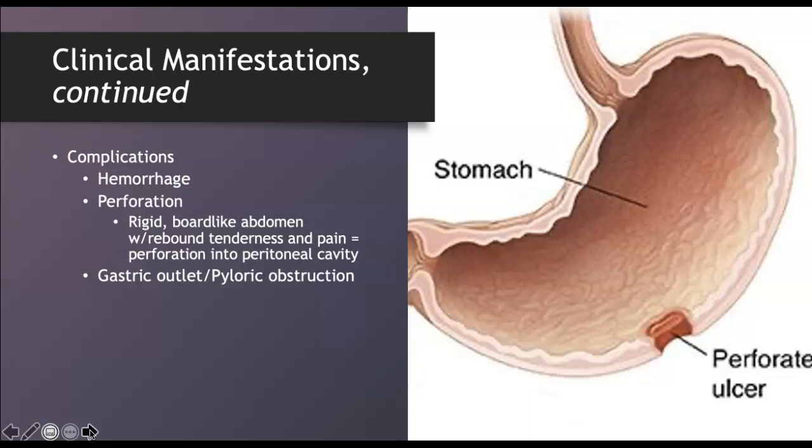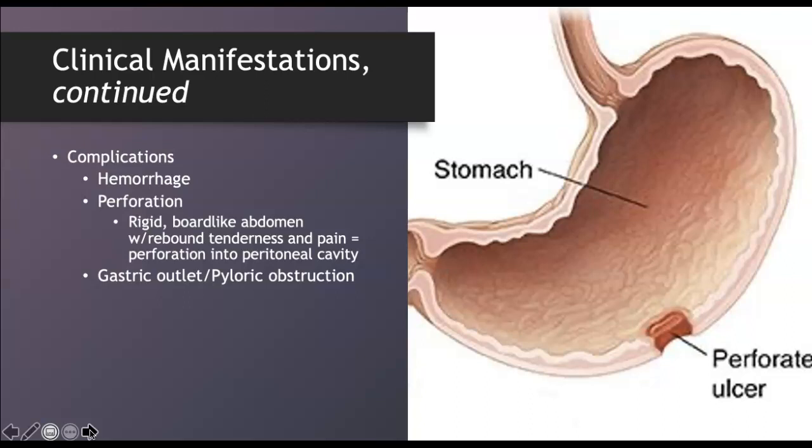That is really a true kind of medical emergency, because if you think about that, all that content in the stomach or in the duodenum is basically leaking out into their abdominal cavity. There are some specific assessment pieces I want you to know about that. If they have a perforation, typically a client will have a very rigid, board-like abdomen, very hard, and has some rebound tenderness and pain. So that would be a true medical emergency.